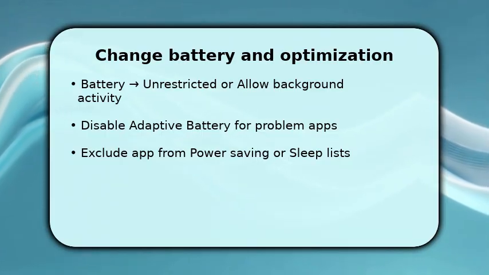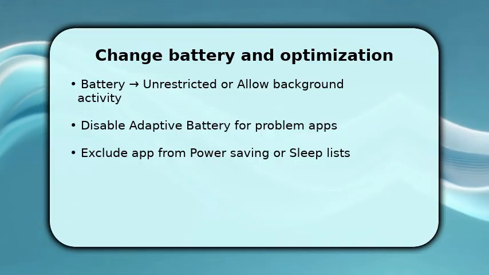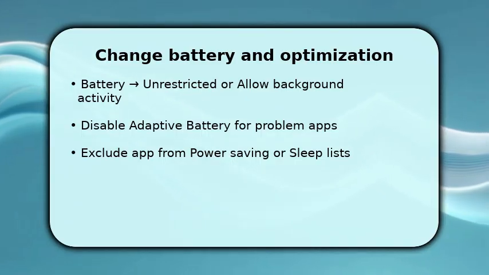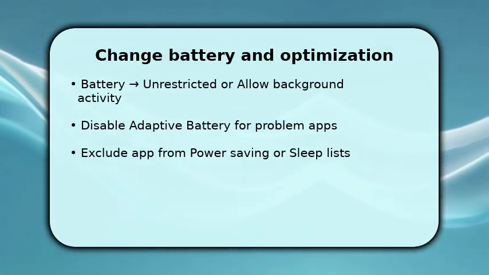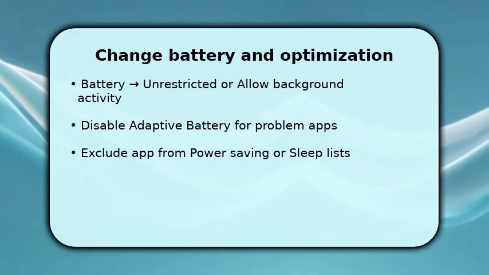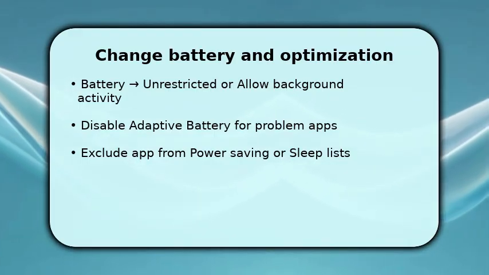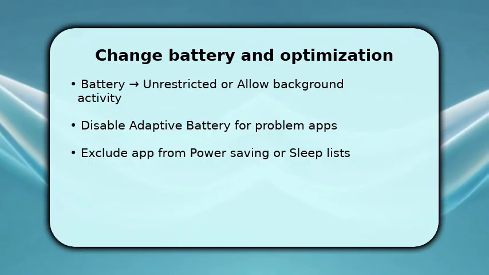Next, disable adaptive battery if it targets your app, because it limits resources based on use predictions. Then check Power Saving and Sleeping Apps lists and remove the app from any blocked categories. Once done, the system will stop treating this app as expendable and background processes will remain running.